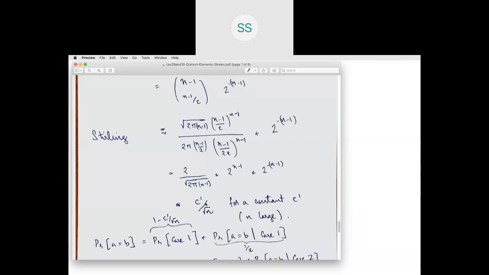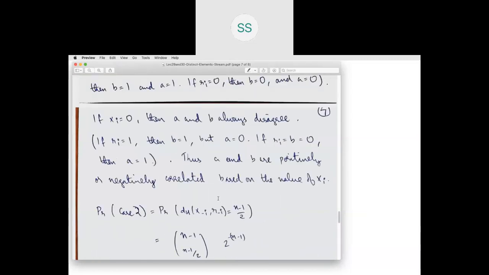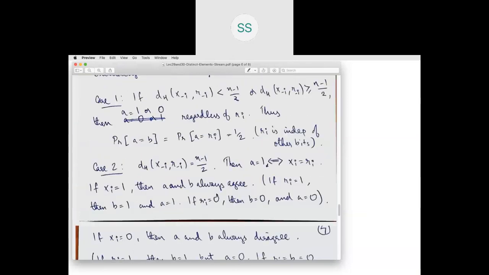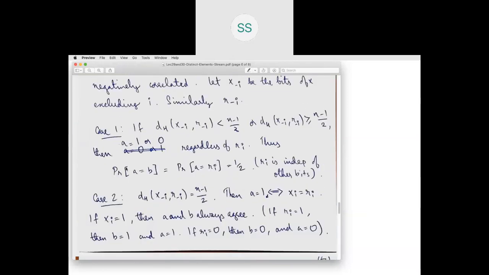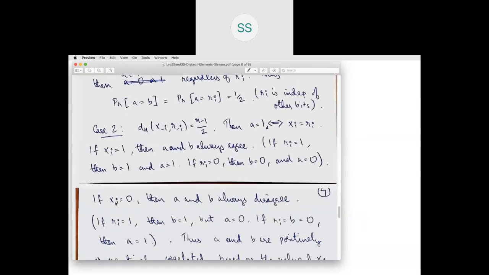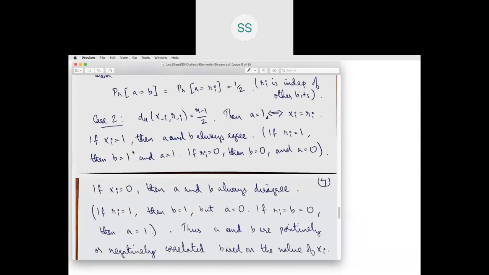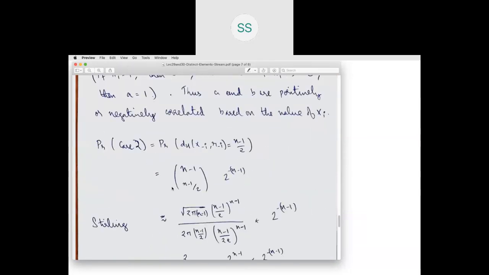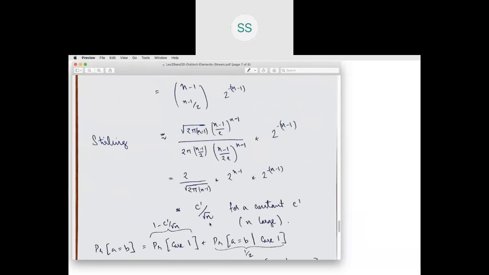So the probability that case 2 occurs is c dash divided by square root n for some constant. And again, n is large. And recall that we already assumed n is odd. Again, none of these are very unreasonable assumptions. Right? So we have probability. Case 1, the probability that a equal to b is half. Case 2, the probability that a equal to b depends on the value of xi. And the probability that case 2 happens is c dash by square root n.